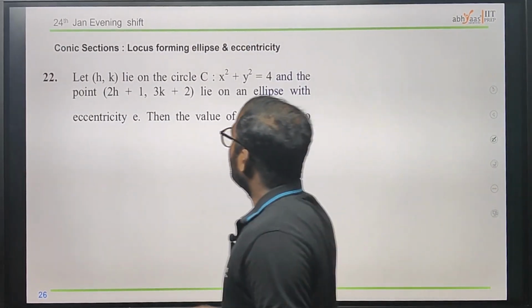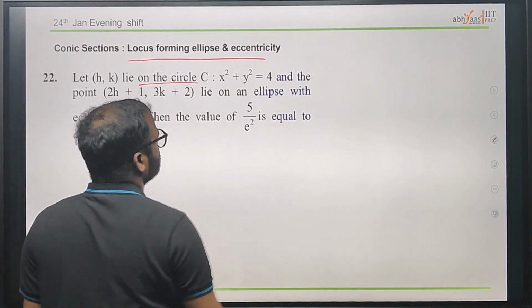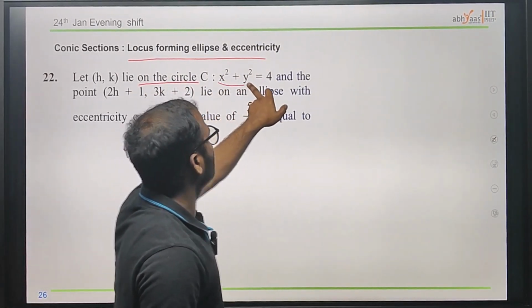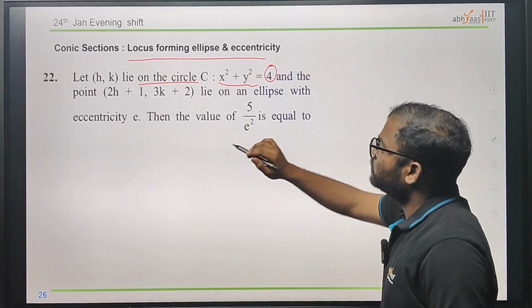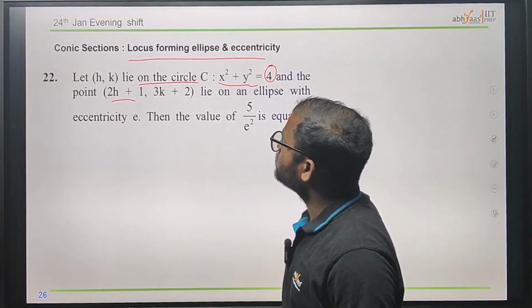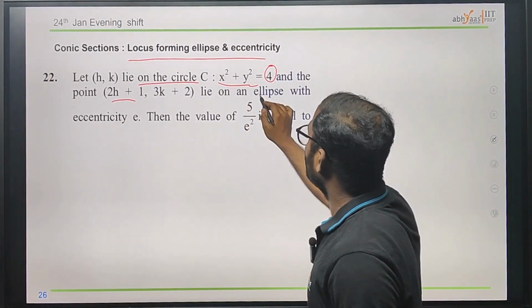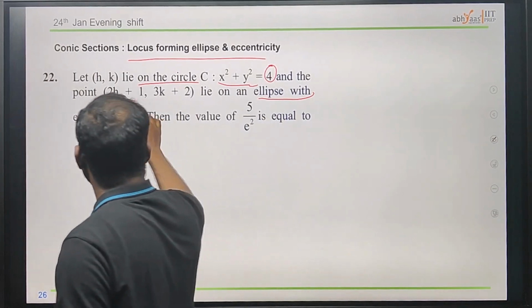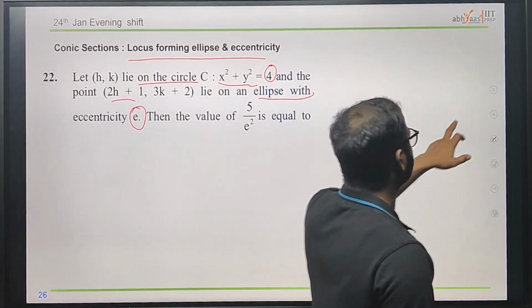Next, conic section, which is locus forming an ellipse and eccentricity. Let h comma k lie on the circle C, x square plus y square is equal to 4, which is a circle having radius 2. If 2h plus 1 and 3k plus 2 lie on an ellipse with eccentricity E, then the value of 5 by E square is what? We need to find the eccentricity.